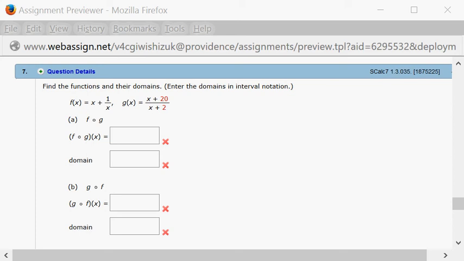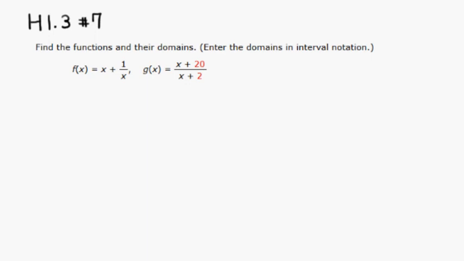Okay, let's look at homework 1.3, problem number 7. All right, so let's find f of g here. So part A. We want to find f of g of x, which is going to be, by definition, f of g of x.